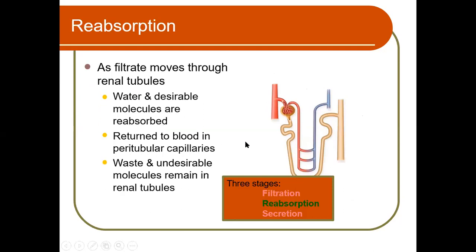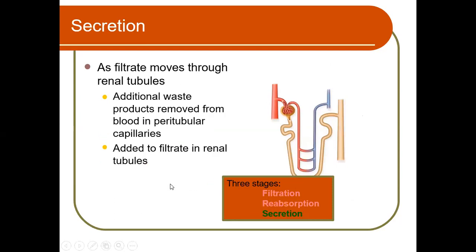Then in reabsorption, as the filtrate moves through the renal tubule, water and desirable molecules are reabsorbed and returned to the blood in the peritubular capillaries, and waste and undesirable molecules remain in the renal tubules. And then in the secretion stage, as the filtrate moves through the renal tubules, additional waste products are removed from the blood in the peritubular capillaries and added to the filtrate in the renal tubules.